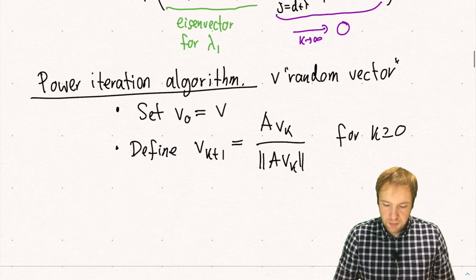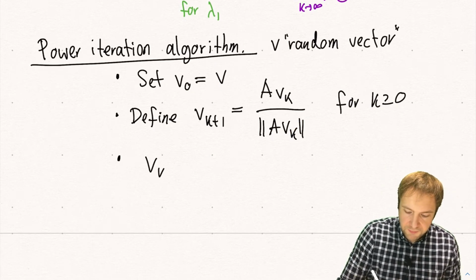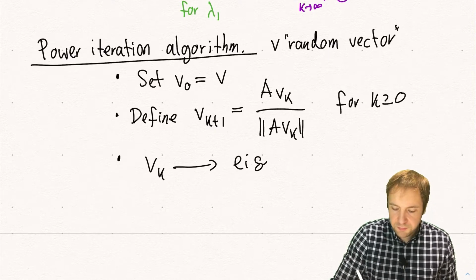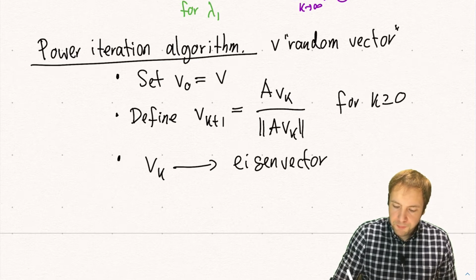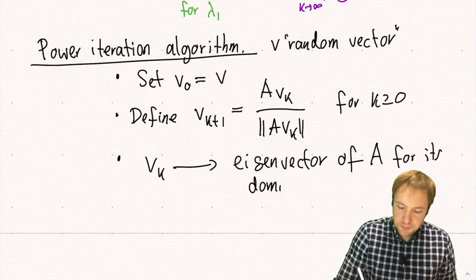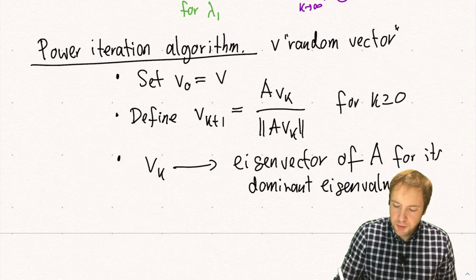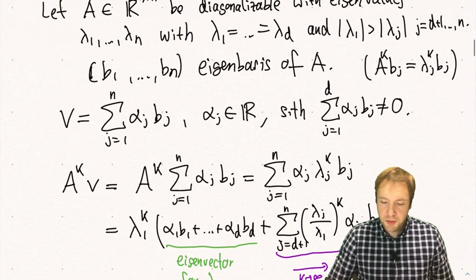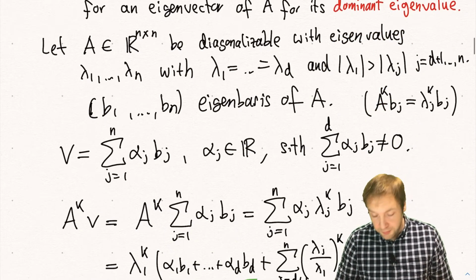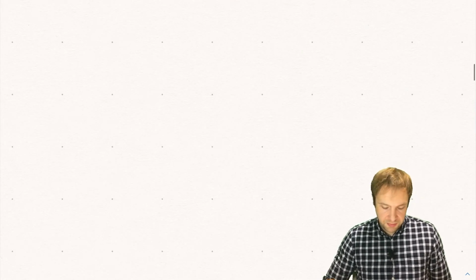And then we do it again and again, and in the end we will see that v_k converges to an eigenvector of A for its dominant eigenvalue, lambda_1. And this dominant eigenvalue just means that this condition here is satisfied, that this is the largest of these eigenvalues. Okay, so let's do this in Python.